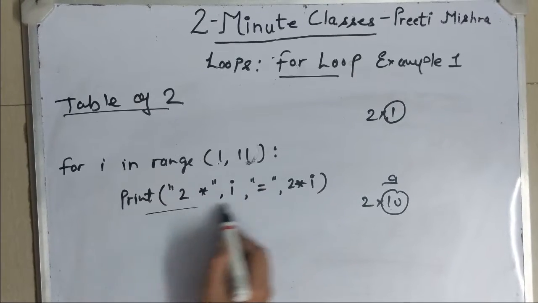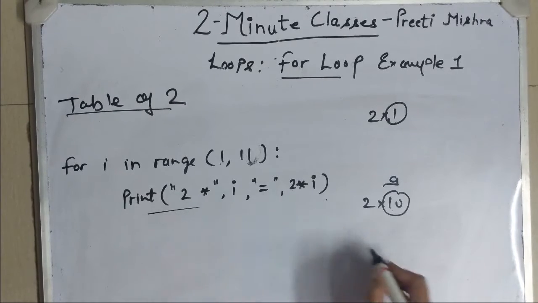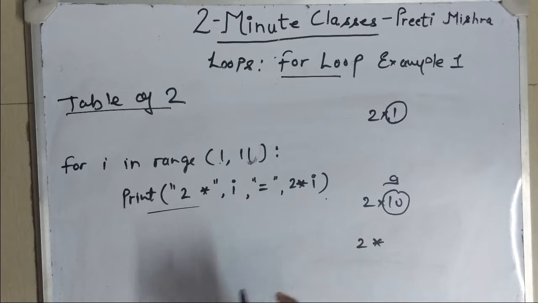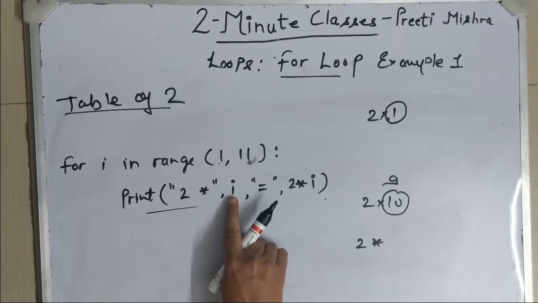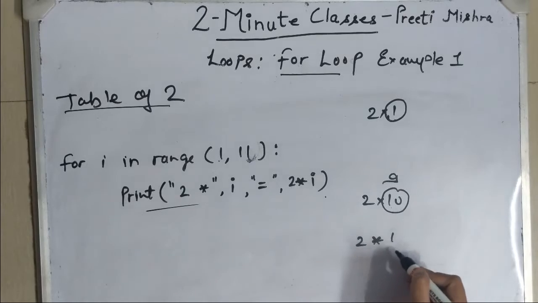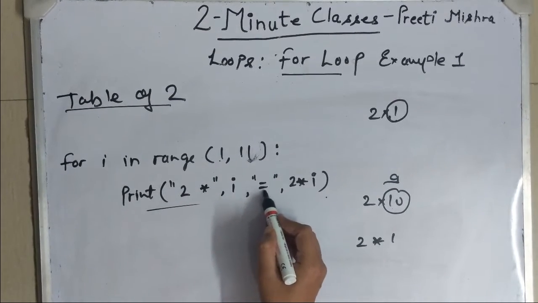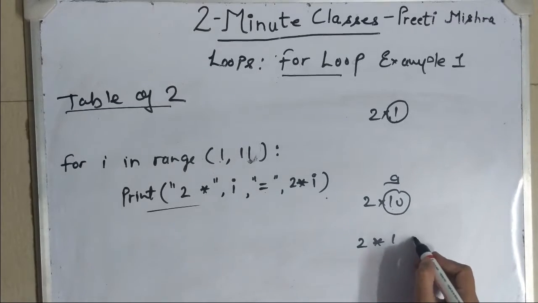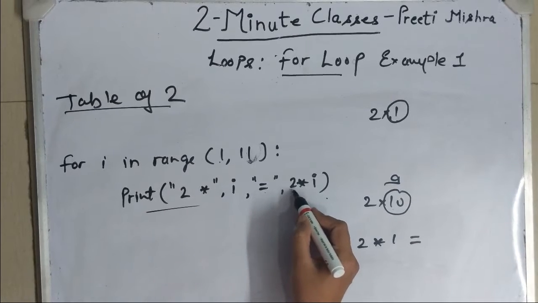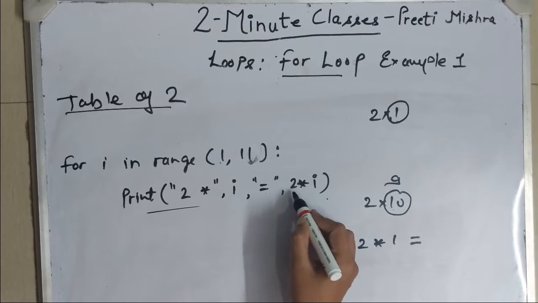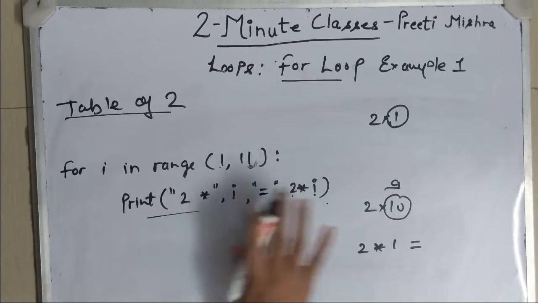Over here I have printed 2 into i. Whatever you have written in double quotes will be printed as it is, so it will print 2 into. When you are not using double quotes, it will print the value of i, which will go from 1, 2, 3, 4 till 10. Then again I have printed equal to in double quotes, so it will print equal to as it is. Then I have printed 2 into i without double quotes, so it will do multiplication of 2 with the value of i.